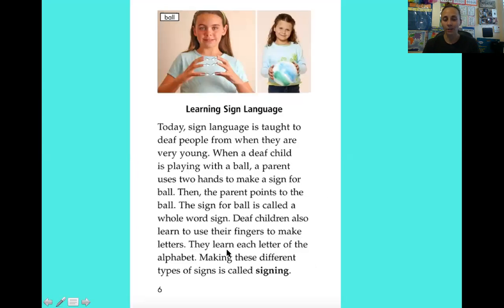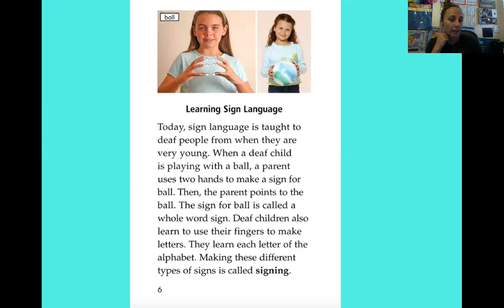Learning sign language. Now look, on these pictures, we can learn how to say ball. This is ball. You could say, I like balls. Okay, what kind of balls? Blue, brown? So, learning sign language. Today, sign language is taught to deaf people.